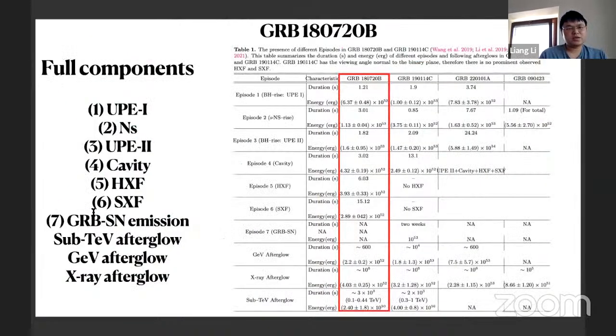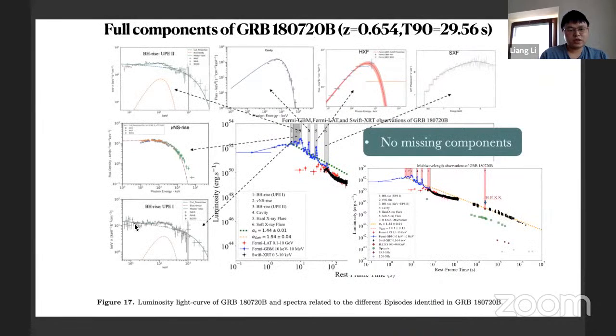Then we also look at another burst, GRB 180720B. This is another burst with type I emission. We also observed all the 7 episodes. Similar to the lightning 143, we also found the UPE1, the nucleation sunrise and the UPE2, then the cavity and also the hard X-ray and soft X-ray flare.